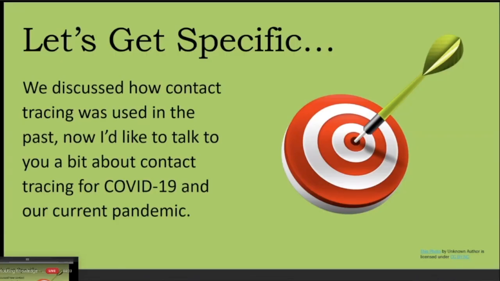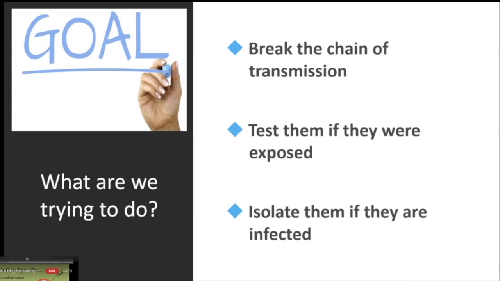Let's get specific. We discussed how contact tracing was used in the past. Now, I'd like to talk to you a bit about contact tracing for COVID-19 and our current pandemic. Our goal. What is it we are trying to do? Well, we want to break the chain of transmission from person to person by tracing the spread and notifying contacts of exposure, which encourages them to then get tested. We then make sure they isolate if they are infected by assessing their resource needs and connecting them with help isolating when possible.